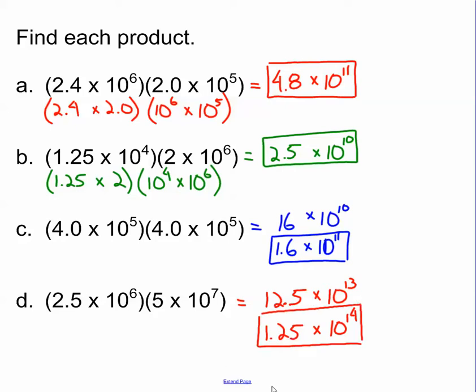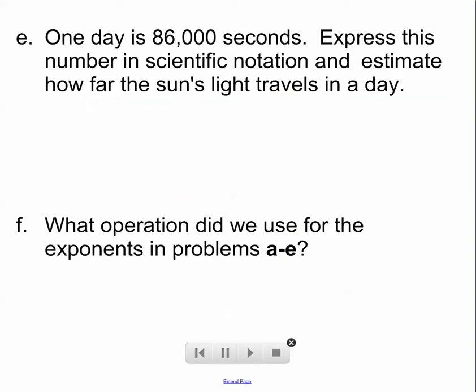That's probably the easiest way I can explain it. If you make this 12.5 smaller, make it into 1.25, you better make this one bigger to compensate for that. We'll do that again here in a little bit.